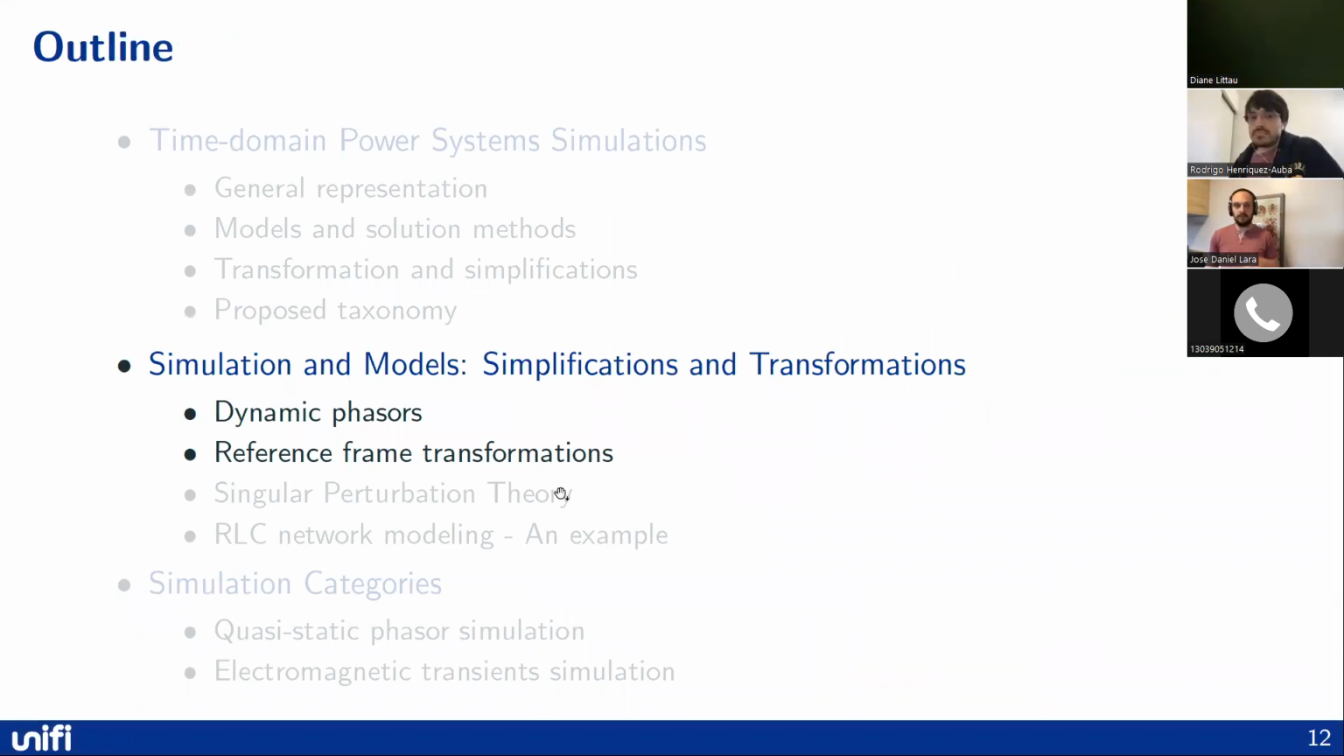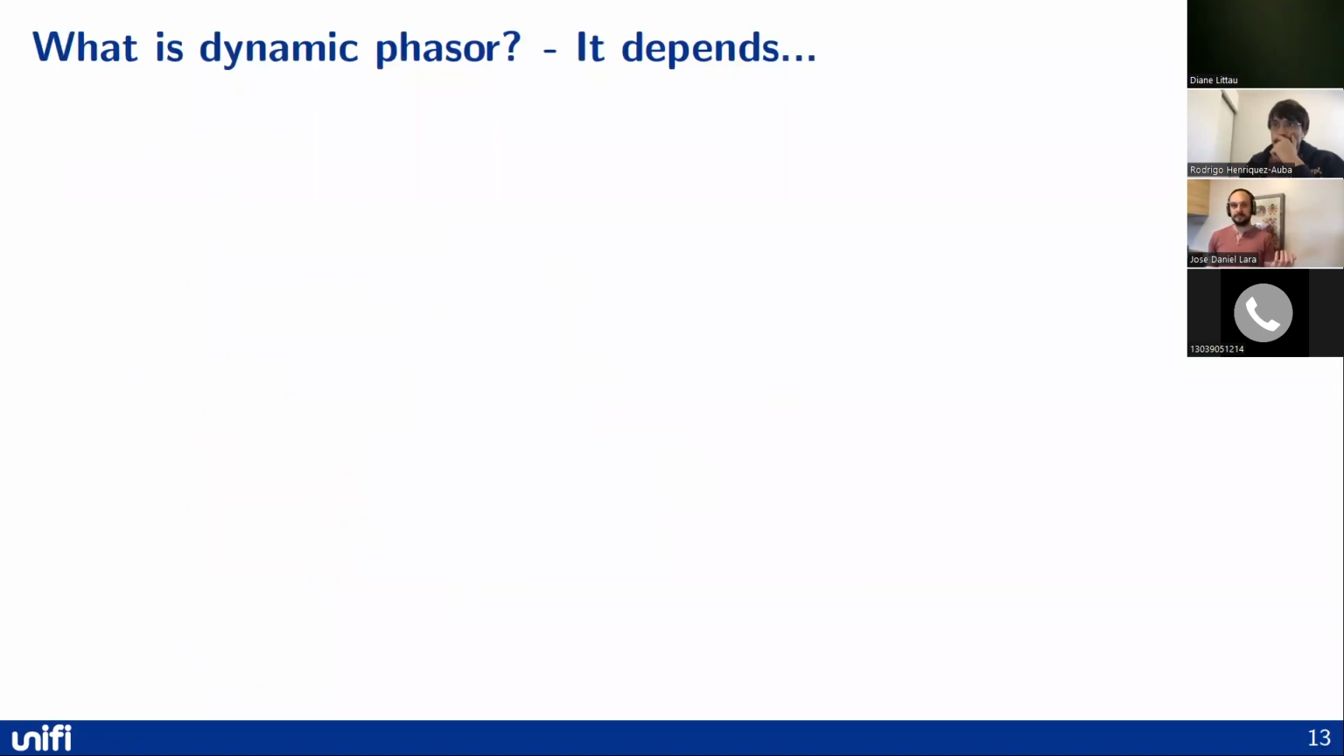So now we're going to start moving into the specific simplifications and transformations, and we will start talking about the most common averaging technique used in power systems, dynamic phasors. This is a funny part of the story we were telling: when we were trying to understand the limitations and capabilities of simulation models, to the question of what a dynamic phasor is, we ended up with the answer that it depends.